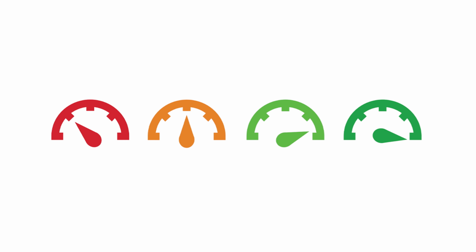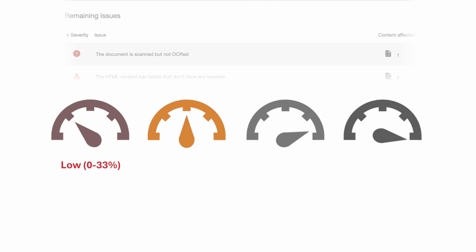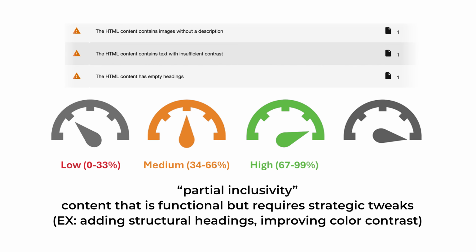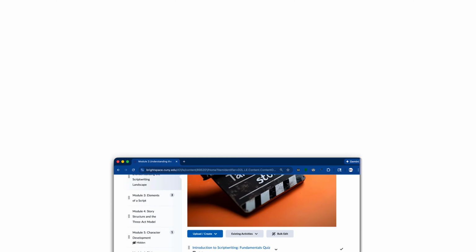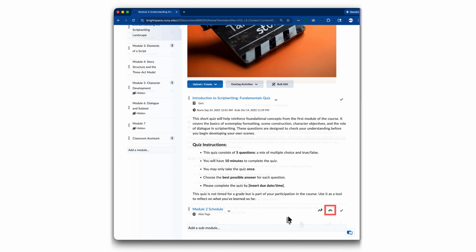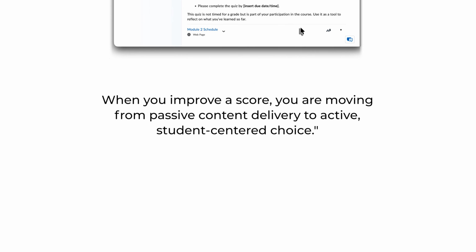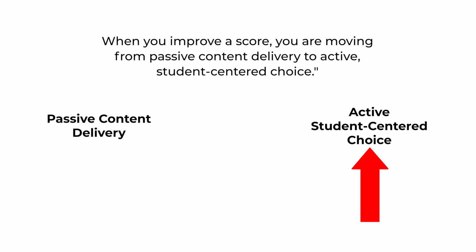Ally uses visual gauges to represent your content's health. A red gauge signals severe barriers, such as a scanned PDF that is essentially just an image, making it unreadable for screen readers. Orange and light green gauges indicate partial inclusivity, content that is functional but requires strategic tweaks, such as adding structural headings or improving color contrast. While these gauges are visible only to you as the instructor, they drive a transformative experience for your students. When you improve a score, you are moving from passive content delivery to active, student-centered choice.